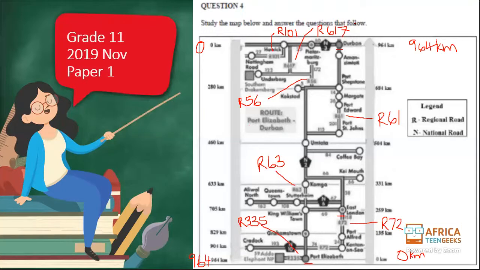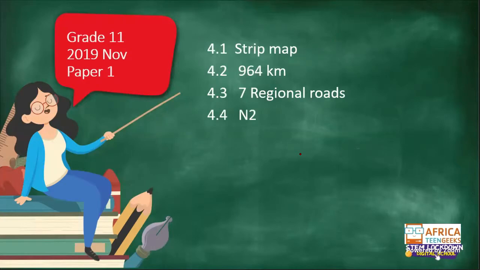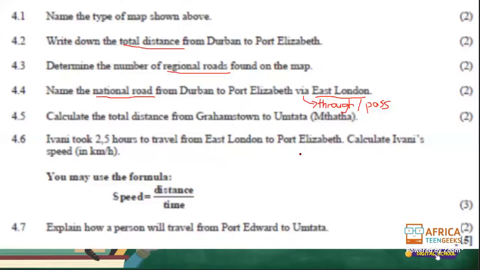Okay, N2, everyone is saying N2. Let's see if N2 is correct. There's Durban, there's PE, so I need to go via PE. So I'm going down, there's East London, there's PE. So the name of this road is N2. So the answer is N2. Well done. I think most of you, you have 100% so far. It's an easier question, but I want you to understand what is happening.